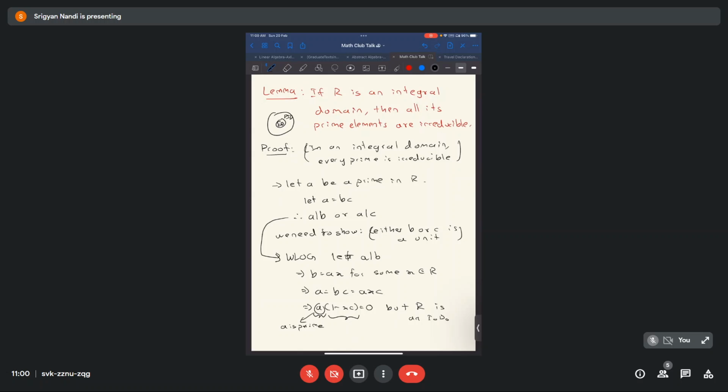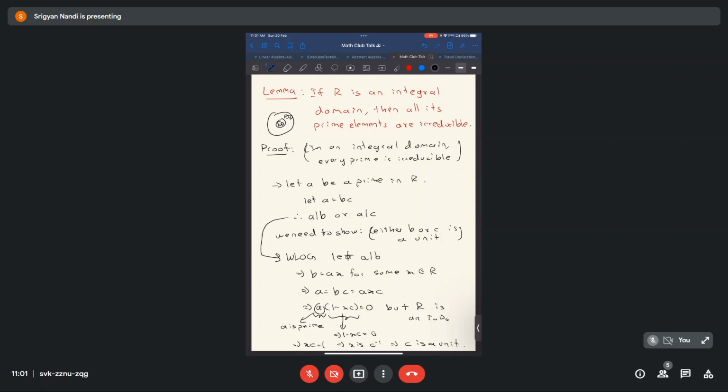So 1 minus xc is equal to 0. So that implies 1 minus xc is equal to 0, which implies xc equal to 1. Therefore, x is the multiplicative inverse of c, or I'd rather say this in a shorter manner: x is equal to c inverse, which implies that c is a unit. Therefore, a equal to bc implies that either b or c is a unit.